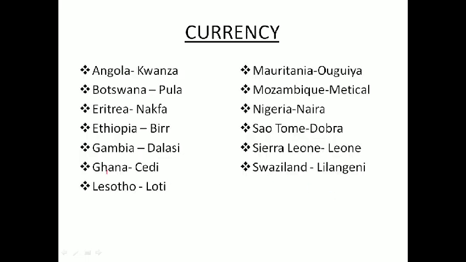At the same time, there is another set of countries which have completely different currencies. No other countries in Africa share these. So they have unique currencies: Angola, Kwanza; Botswana, Pula; Eritrea, Nakfa; Ethiopia, Birr; Gambia, Dalasi; Ghana, Cedi; Lesotho, Loti; Mauritania, Ouguiya; Mozambique, Metical; Nigeria, Naira; Sao Tome, Dobra; Sierra Leone, Leone; and Swaziland, Lilangeni.